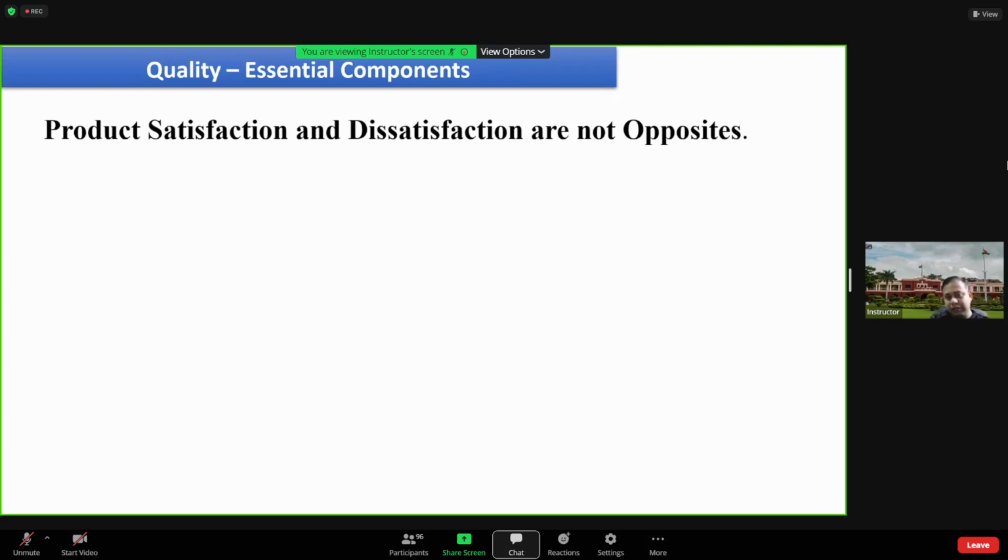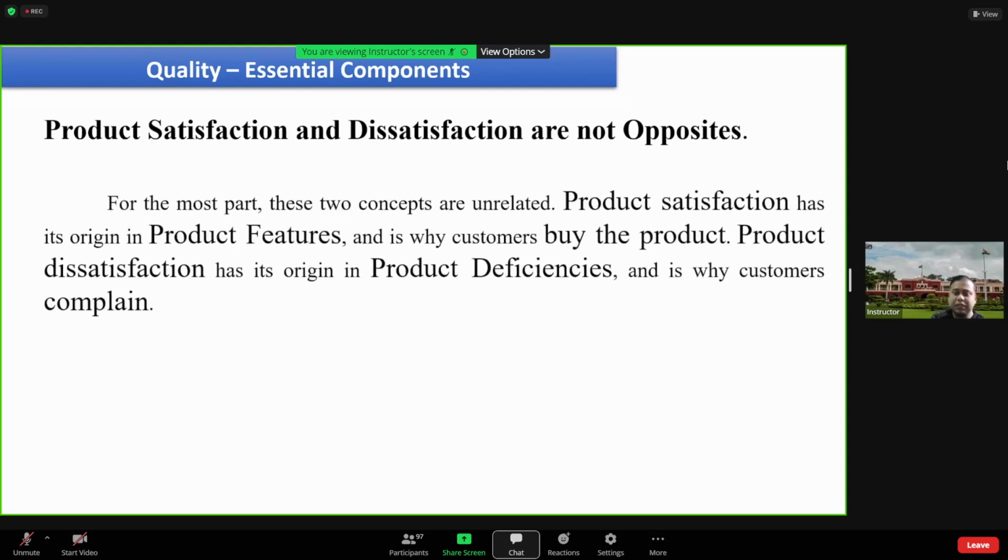Now, product dissatisfaction generally comes from defects, if they are there. If the product is not able to work as per our requirements, or we have bought a product for a certain use, considering that it has these features and functions, but it is not performing accordingly. So these two can be considered unrelated terms, because their origins are different.